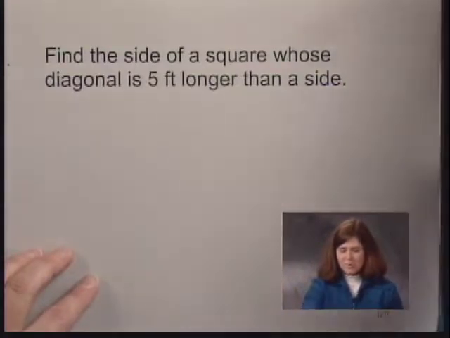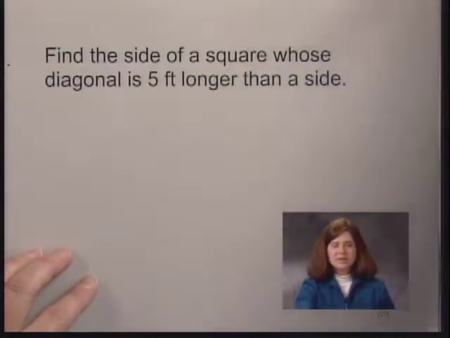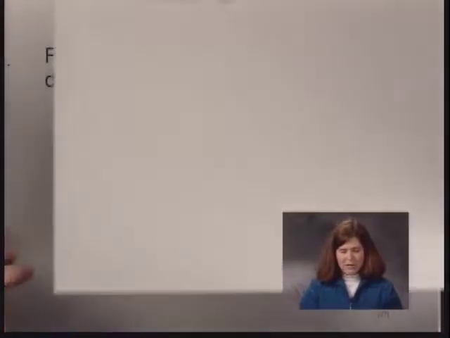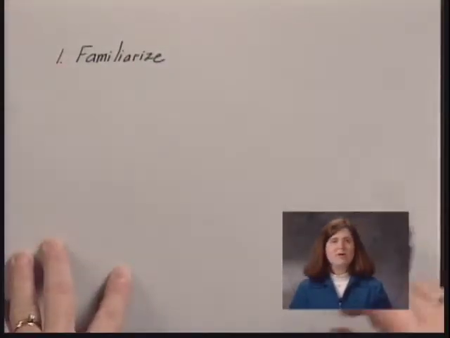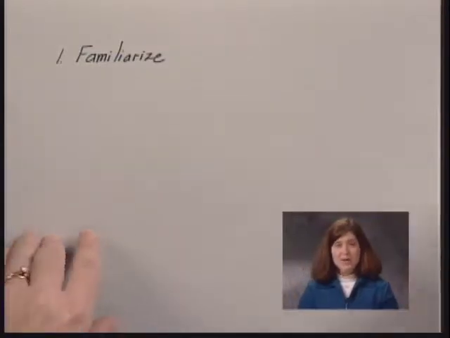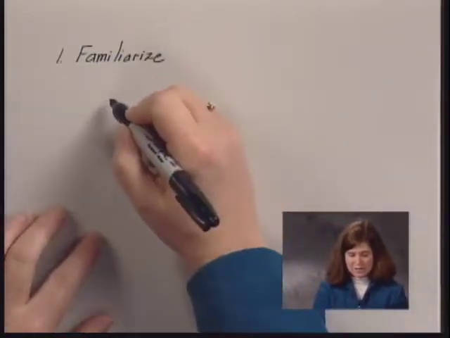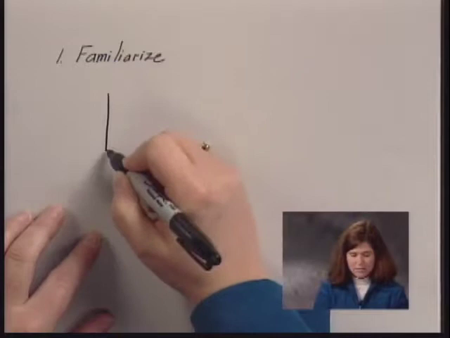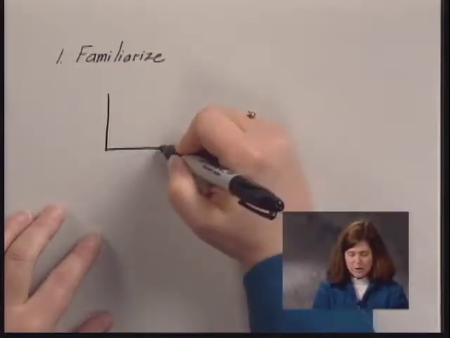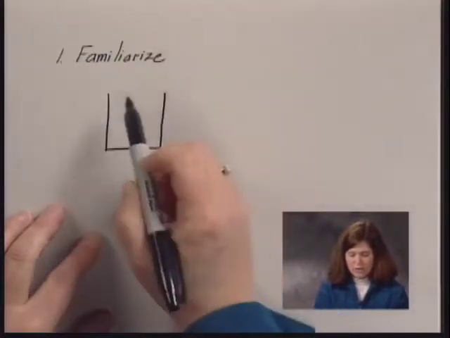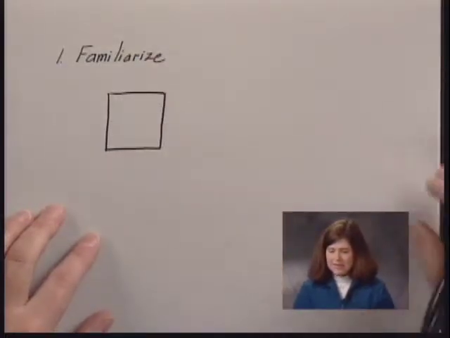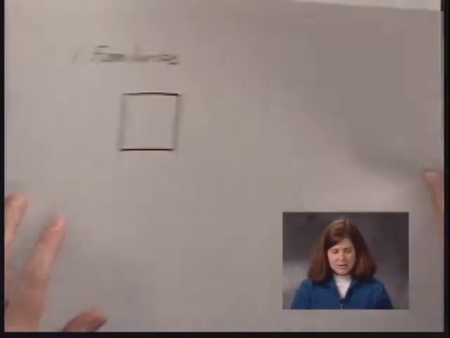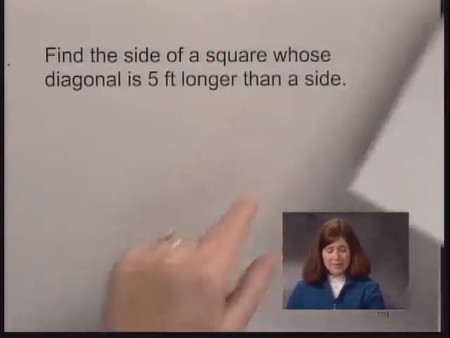The first step in our problem-solving process will be to familiarize ourselves with the situation. And we can do this by drawing a picture. Whenever you have a problem that deals with geometry, it's a good idea to draw the picture that you see, and we know we're dealing with a square. So I will sketch a square. What we're told about the square is that the diagonal is 5 feet longer than a side.